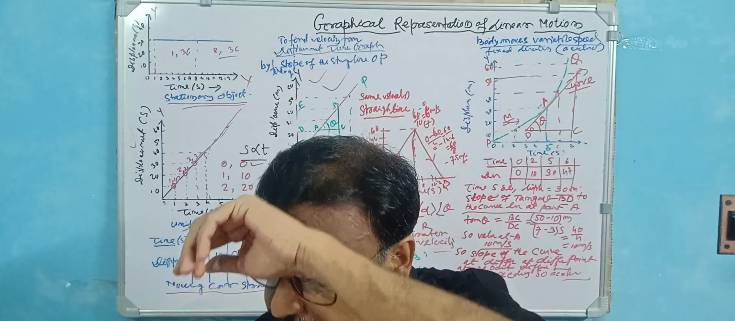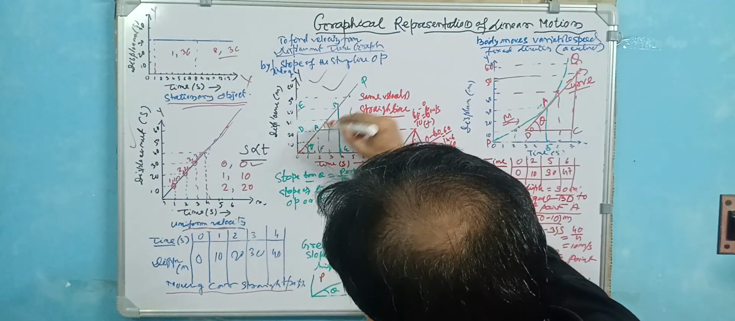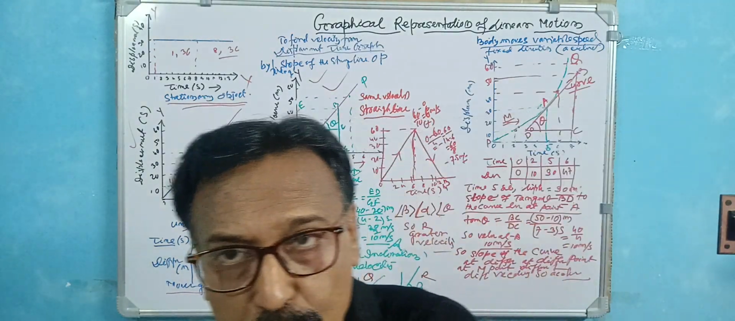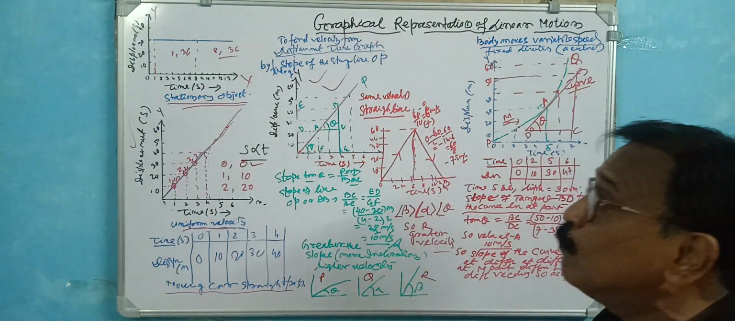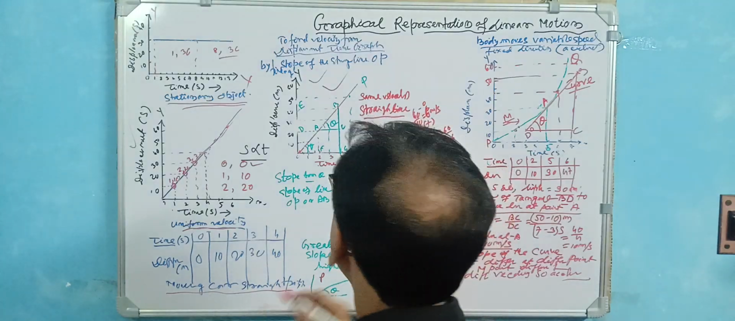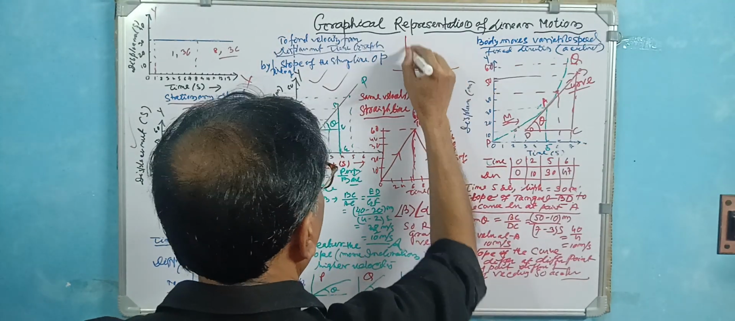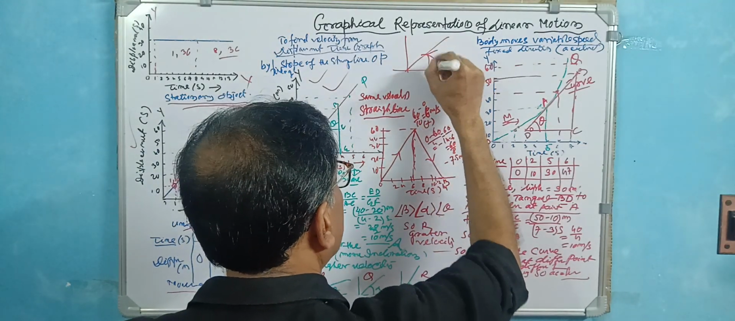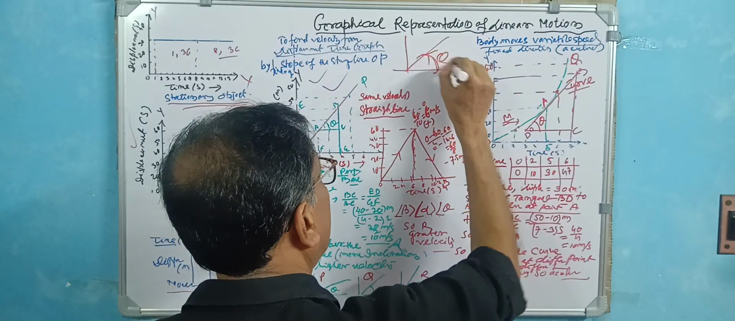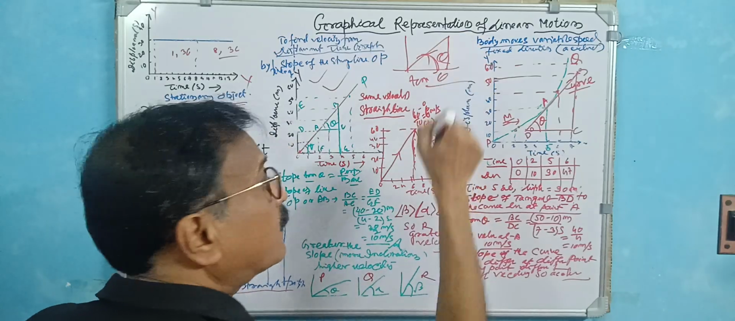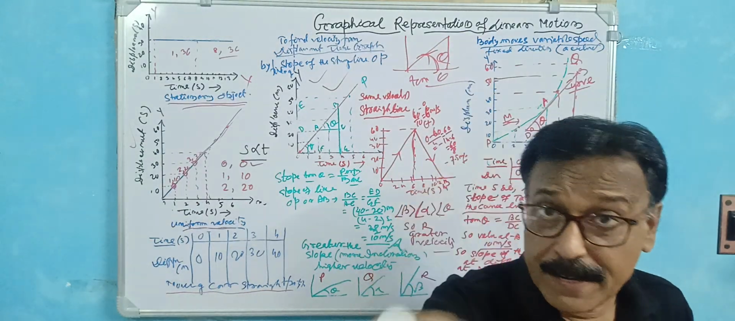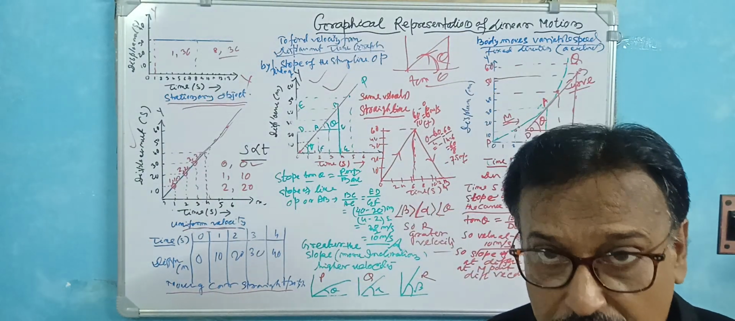That is actually the slope of this line. In coordinate geometry, you just know the slope. What is the slope? Suppose this is the positive direction, and this is theta. So tan theta is actually the slope. You know tan theta means perpendicular by hypotenuse in trigonometry.